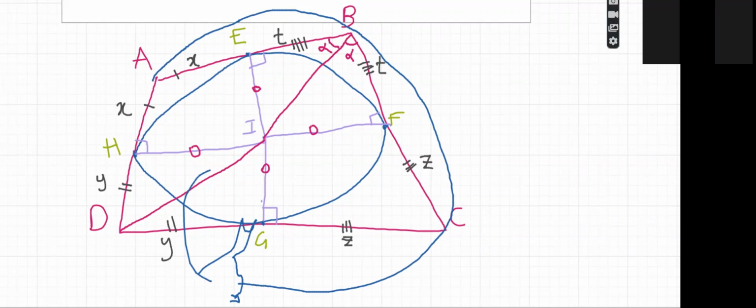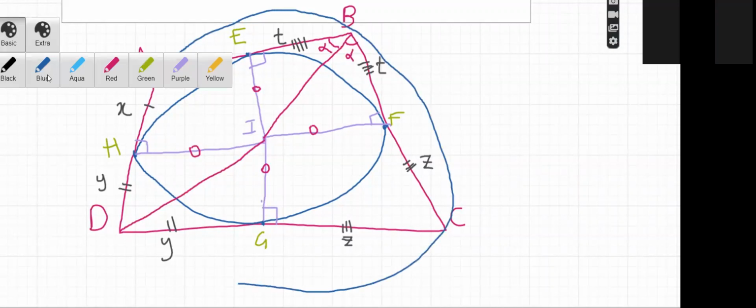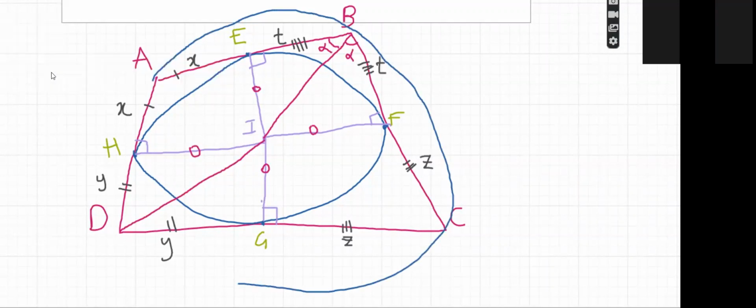My pen was acting up just then, so I'll just remove that. So I'll just continue drawing the rest of the circle.